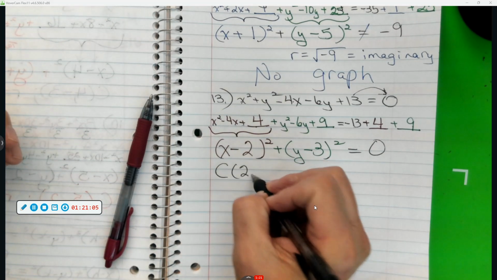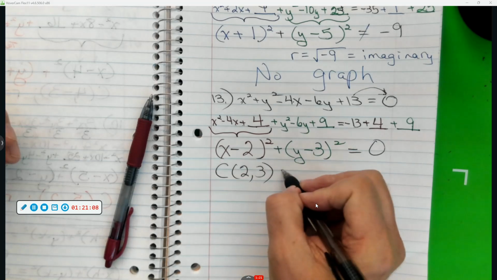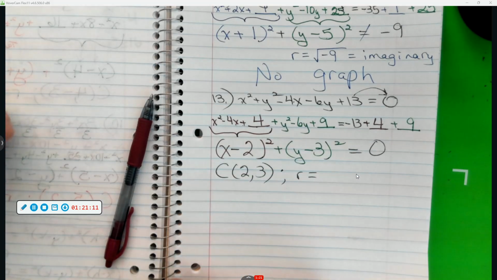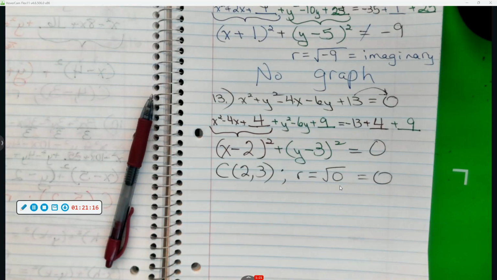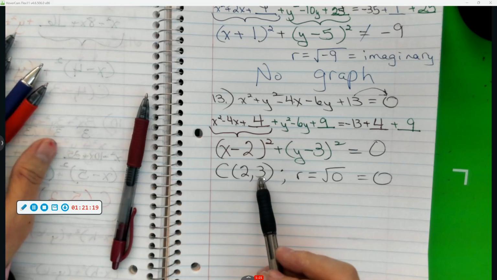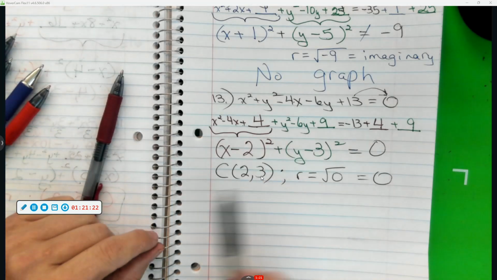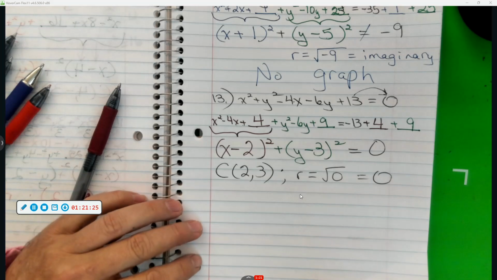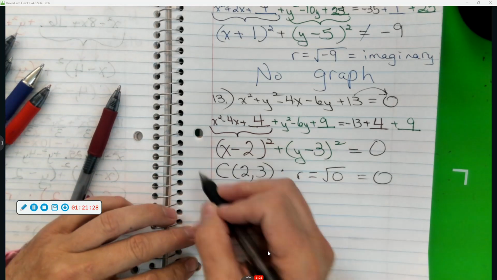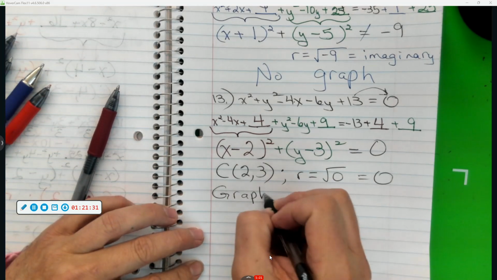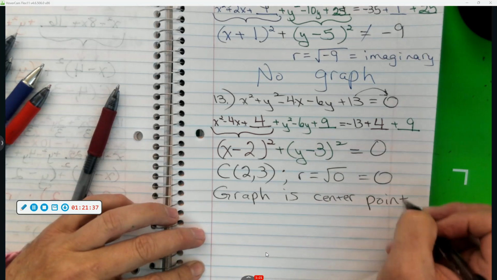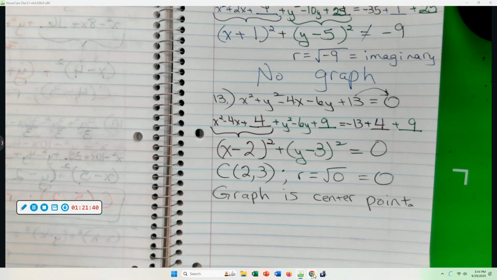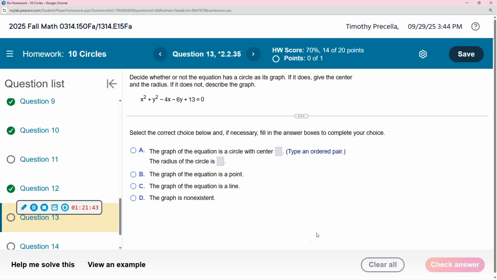So the center, change sign, but what's the radius? 0. The square root of 0 is 0. So do we have a circle? We plot the point 2, 3 on the graph. But how much do you move up, down, left, right? It's just a point. The graph is nothing more than the center point. Graph is center point, nothing else. It's not a circle. All they want you to do is say that the graph is a point. But we can be more specific. It's actually the center point that you get from the center-radius form.